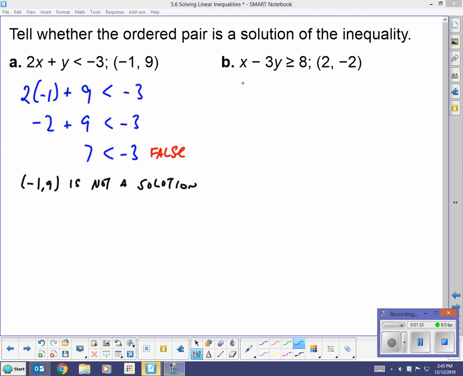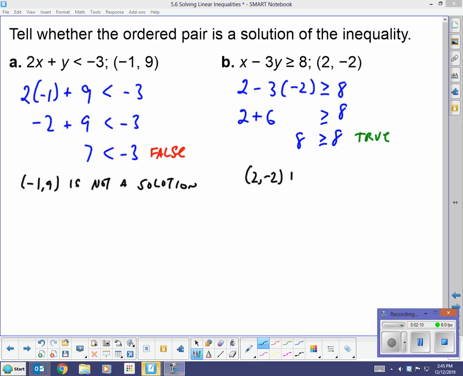Example B, we'll substitute again. So x is 2, so 2 minus 3 times -2 in this case is greater than or equal to 8. -3 times -2 is positive 6. 2 plus 6 is 8. 8 is greater than or equal to 8. This is true. So -2 is a solution.